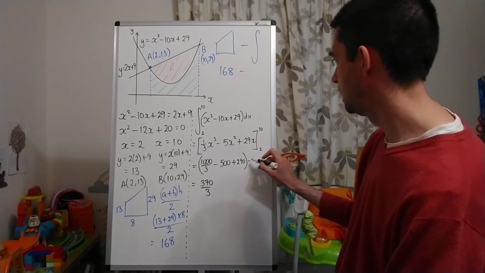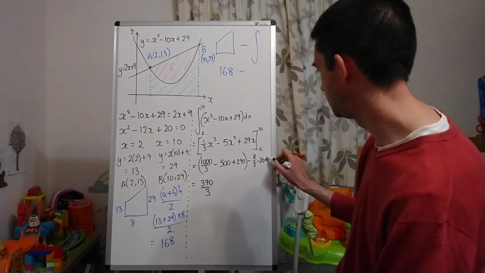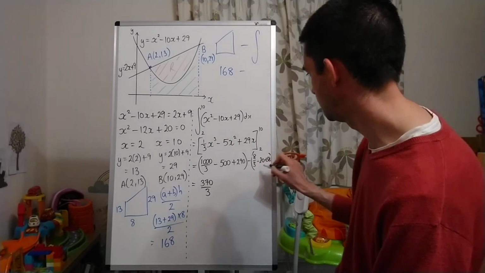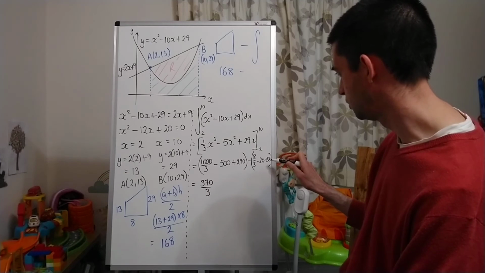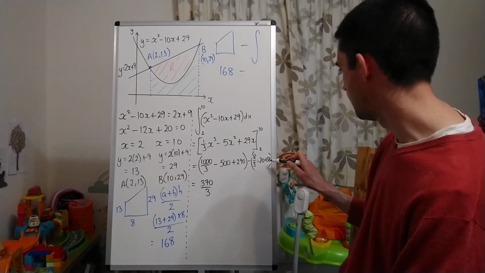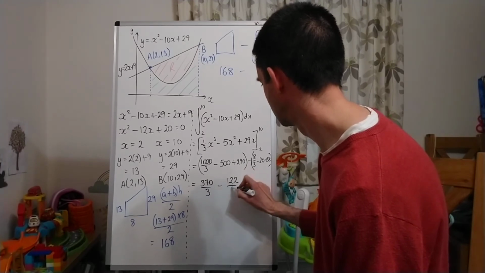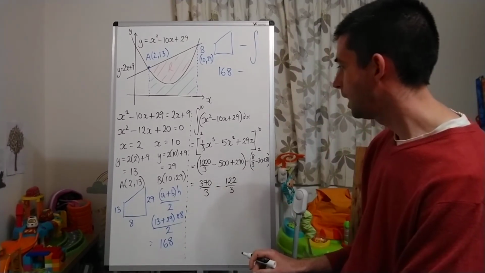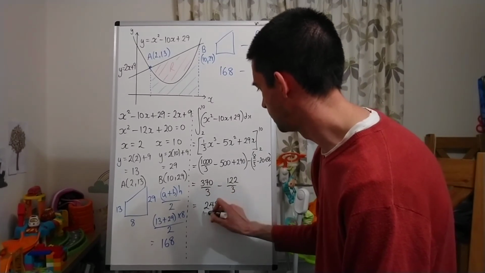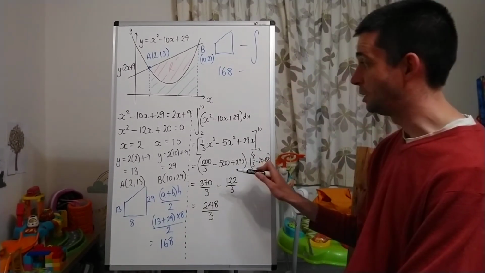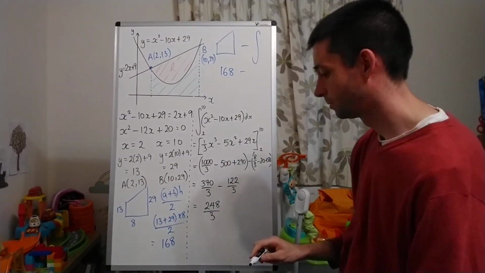Substitute in 2. I'm going to get 8 over 3 minus 20 plus 58. So 38, what's that? 90, 114, 122 over 3. And that is going to give me 248 over 3, which is the value of the integral. That is the area of the bit that's shaded in green.